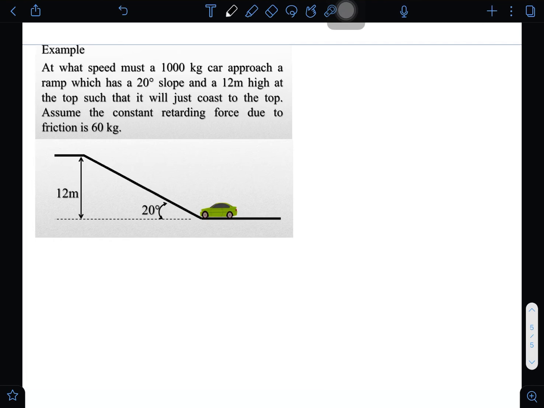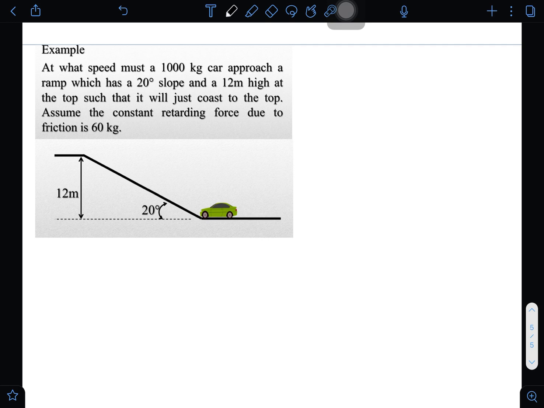Okay, so here, next example. At what speed must a 1000 kilogram car approach a ramp which has a 20-degree slope and a 12-meter height at the top, such that it will just coast to the top? Meaning, what is the velocity from the bottom so that it will at least reach the top.